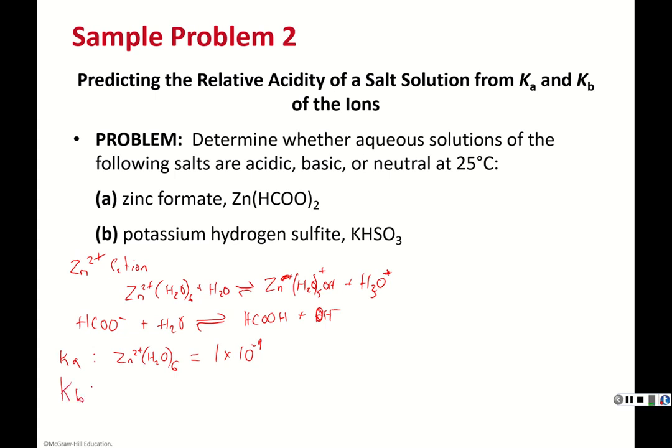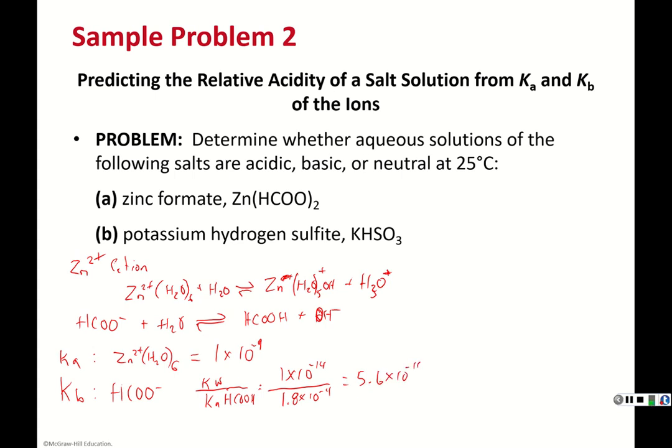And then you need the Kb of the formate ion. That value you might not be able to find, but you could find the Ka for HCOOH, formic acid. And to convert, you just do the Kw divided by the Ka of the weak acid. This Kw is always 1 times 10 to the minus 14. Ka is 1.8 times 10 to the minus 4. You just look that value up for formic acid, and you get 5.6 times 10 to the minus 11.